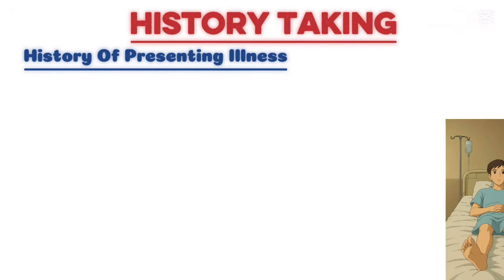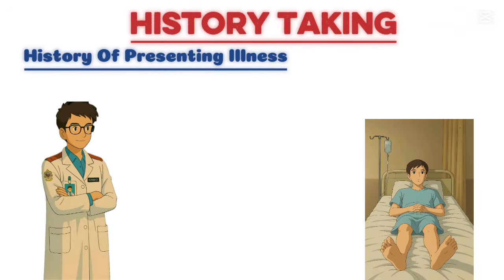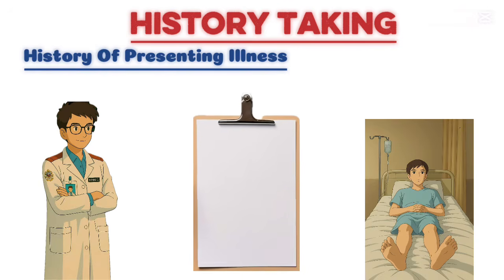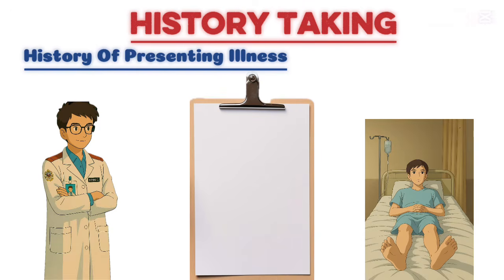Now, the history of presenting illness. Here, we elaborate the history of illness that we have mentioned earlier or the complaints that the patient comes up with. So, it varies from disease to disease. For example, let's say if a patient comes up with the complaint of fever, then we have a different elaboration for the history of fever. If the patient comes up with the complaint of pain, then we have a different elaboration for the history of pain. And same goes with the history of breathlessness, asthma, COPD, diarrhea, cough, unconsciousness, and etc.